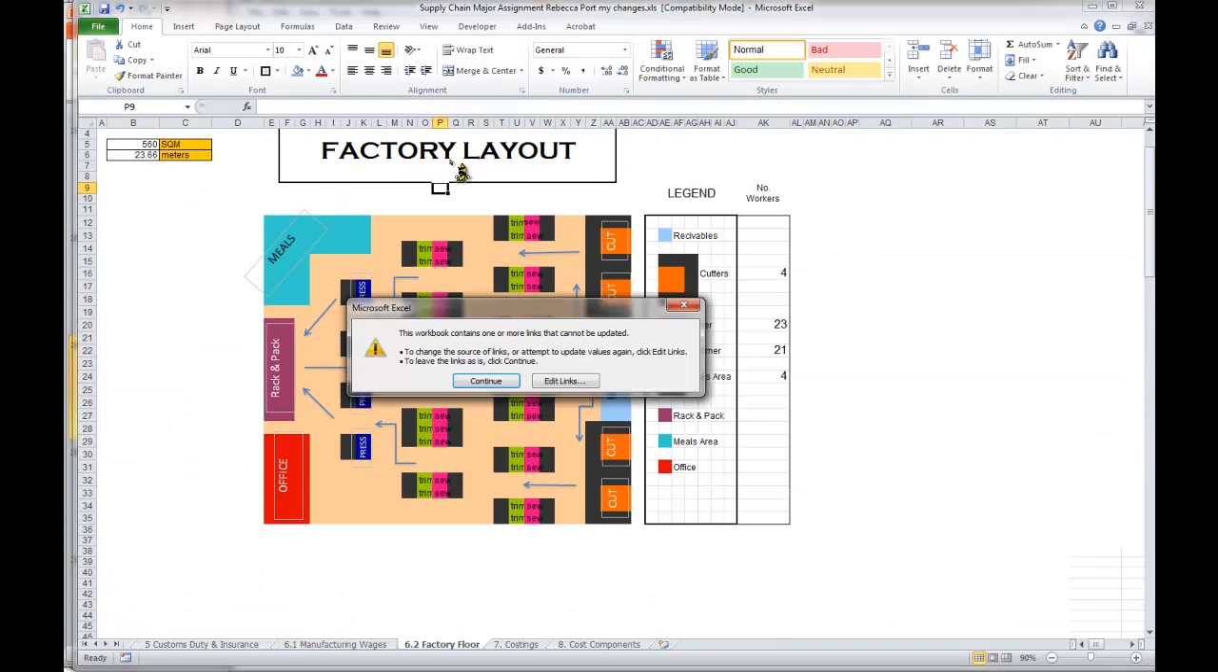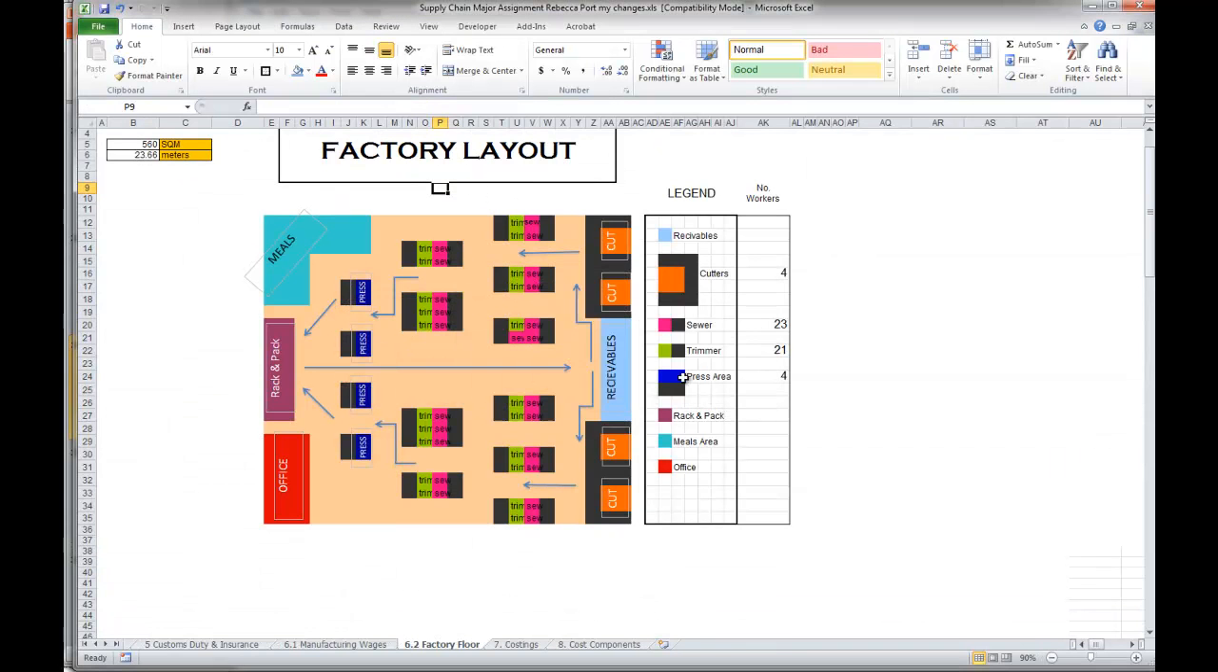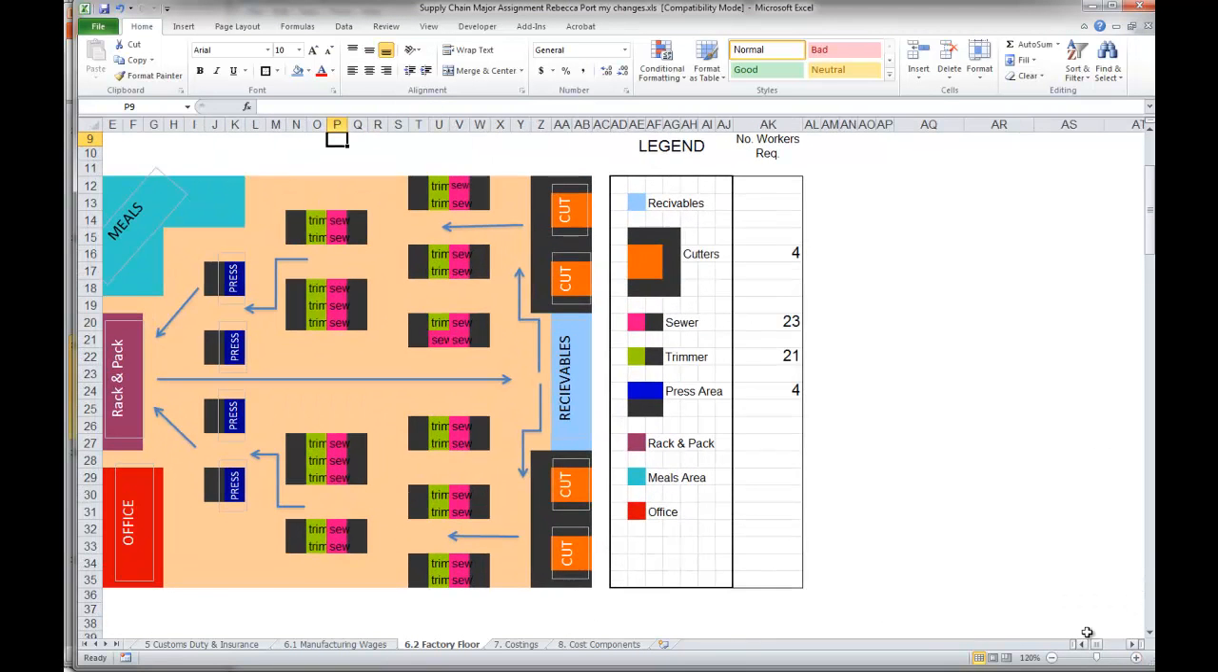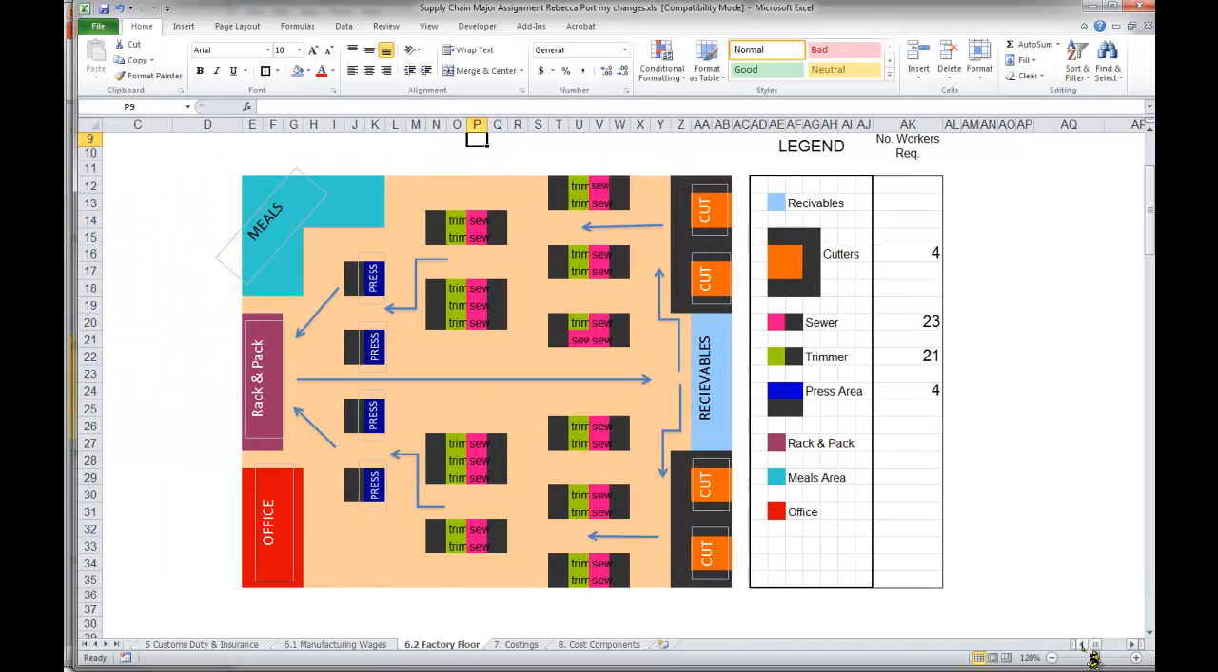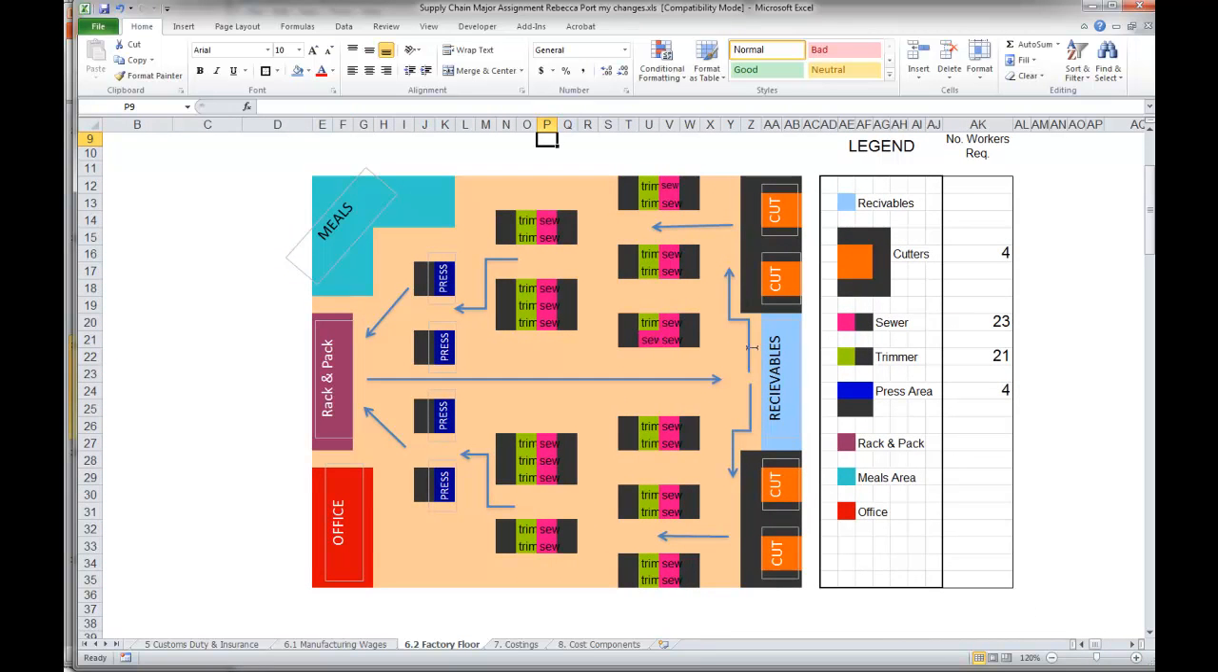You probably won't have enough space for this. But what Rebecca's done is she's got receivables, 2 cutting teams on either side, and then teams of trims and sewers going to the presses, rack and pack, and then straight back out to receivables with a meals and office area here.